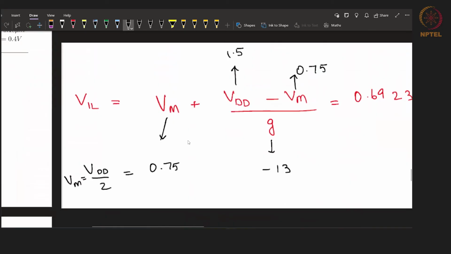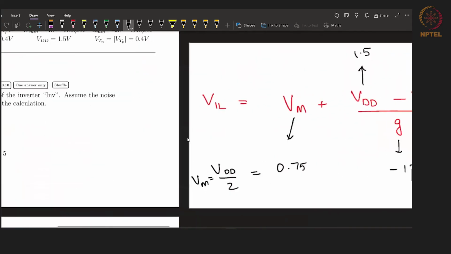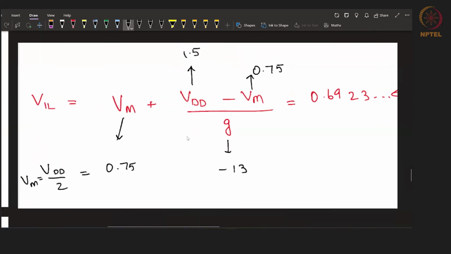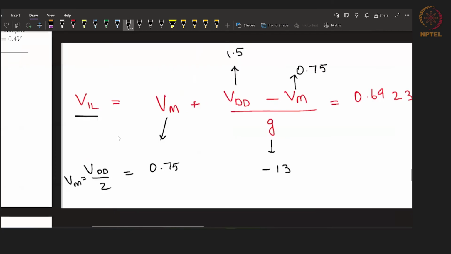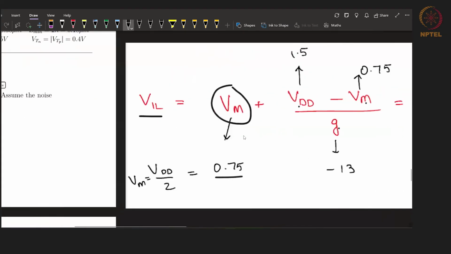So for question 10, we are asking to find out what is the value of VIL. So VIL from the noise approximate model is given by Vm plus (VDD minus Vm) by G. So all of these values are given to you. Vm is VDD by 2, VDD is 1.5, Vm is 0.75, G is minus 13. You can find out what is VIL from it.